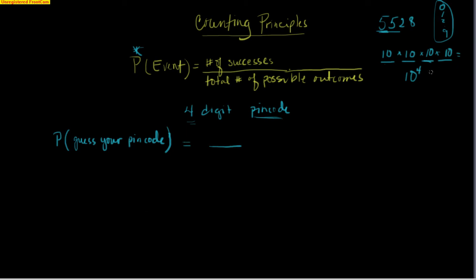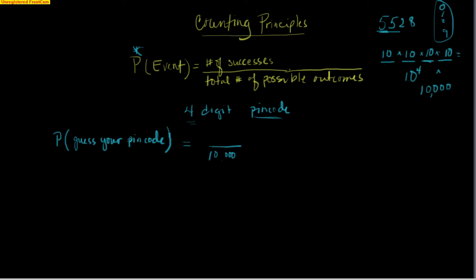10 to the fourth power, which means 10 times 10 times 10 times 10. You can do that on your calculator. There's usually a little caret button. Or you can multiply 10 times itself 4 times, and you will get 10,000 there. 10,000 different PIN codes that you could potentially choose with a 4-digit PIN code.